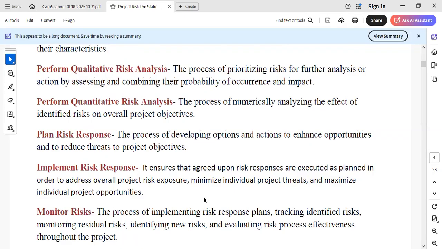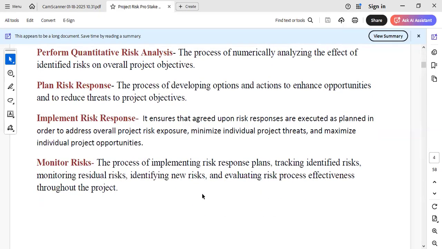We are addressing the overall project risk exposure, minimizing individual project threats, and maximizing the individual project opportunities. This is what we do. Haven't done this, haven't carried out these implementations. Would it not be wise we monitor the risk? If we are reducing the threat and increasing the opportunity.